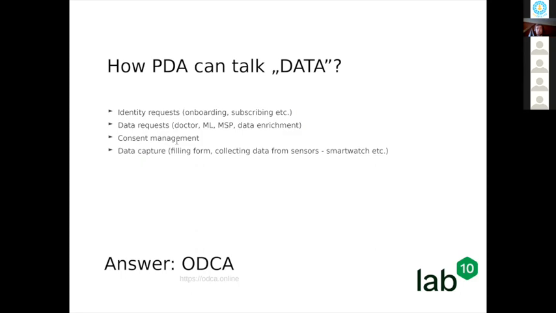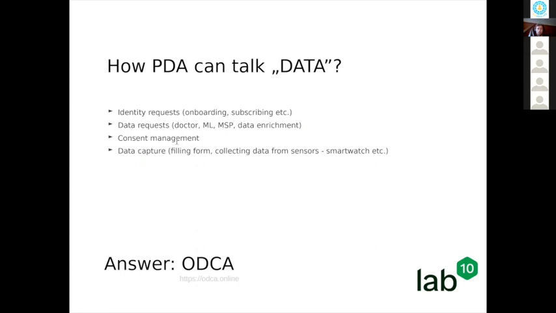And obviously, since you speak about the data, you always need to have a consent to give access to specific data. So you need to have the whole consent management life cycle built in, so you can make sure that you are in control of what is happening with your data.